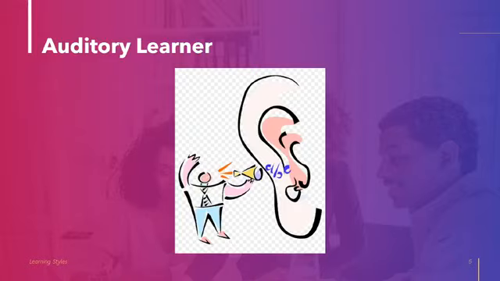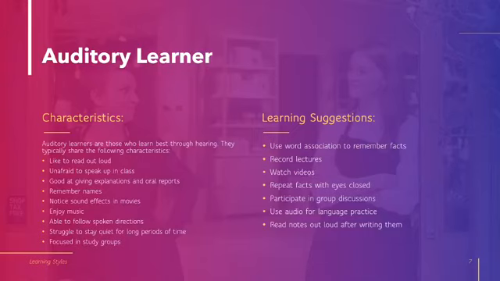Auditory learner. Can anyone guess how an auditory learner learns? Bet you it has something to do with sound. So, auditory learners are those who learn best through hearing. They typically share the following characteristics.